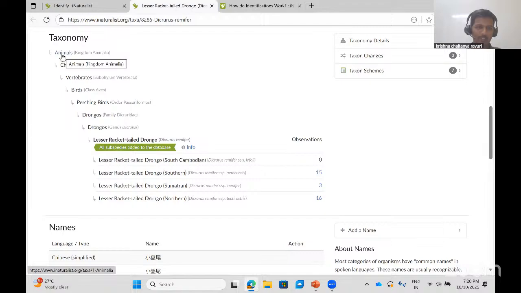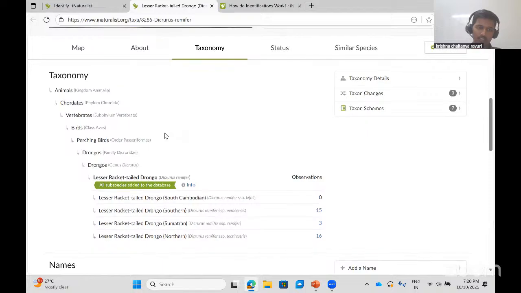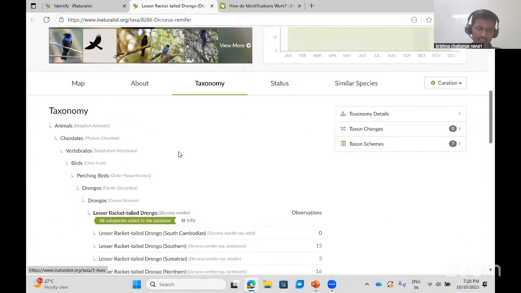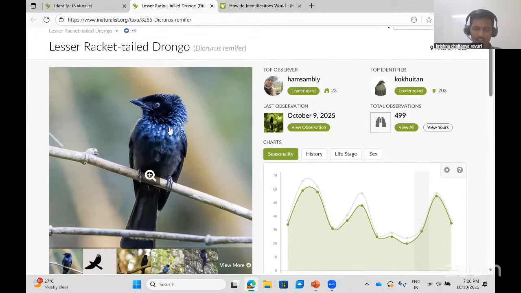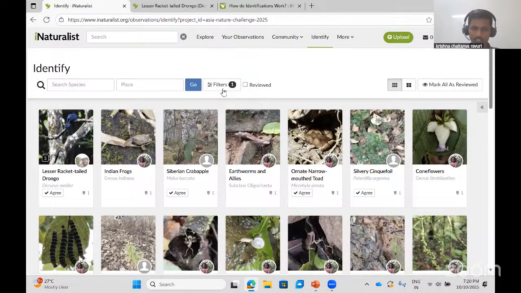So why did I open the taxonomy thing? Say you didn't know that this was a lesser racket-tailed drongo, but I guess we could still easily say it's a bird. So in case this observation had no ID, I would have identified it as a bird at least, so that people who filter by birds can see that observation, right? So that's what we help where we can.